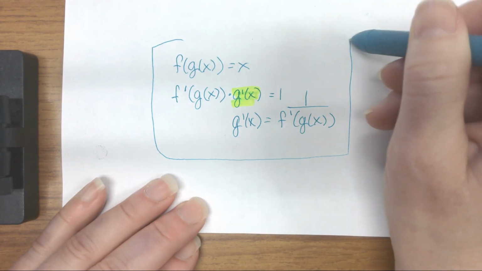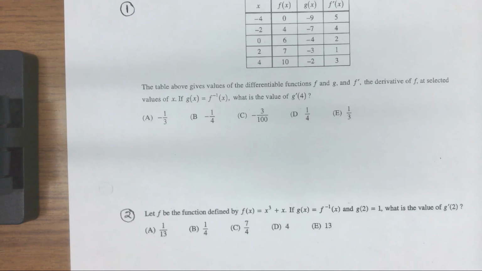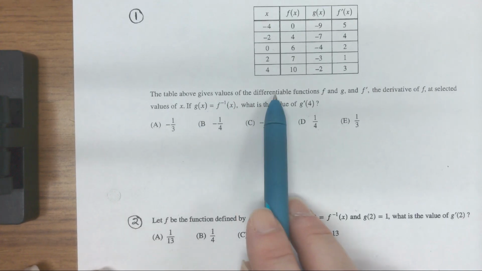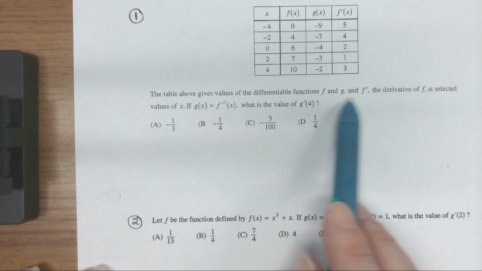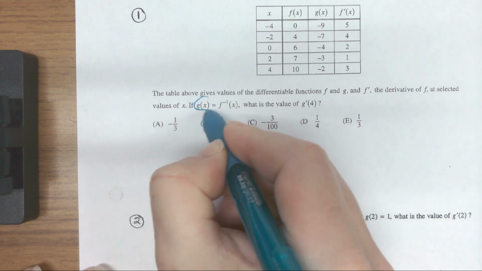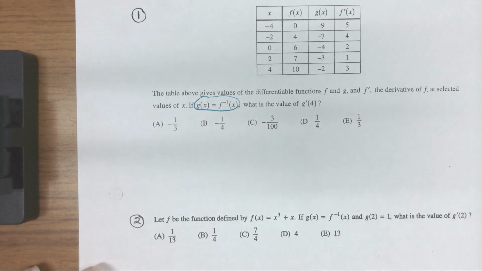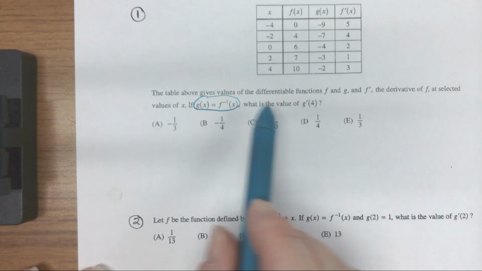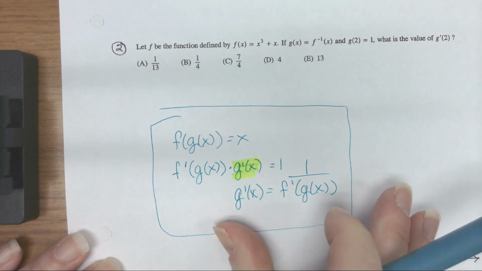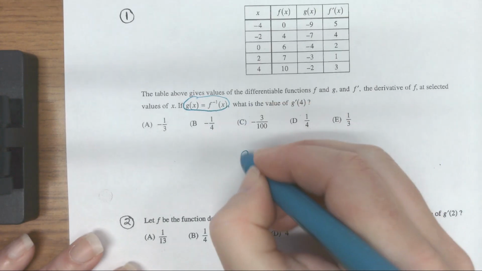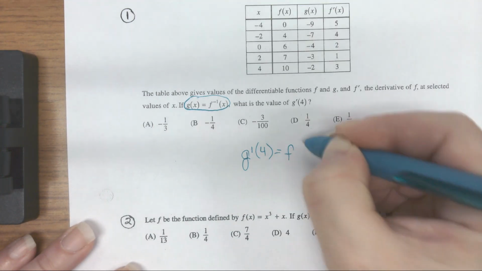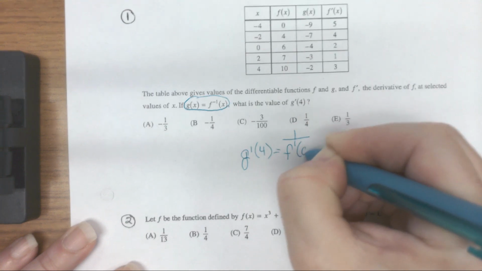I'm going to keep that handy, and I'm going to look at the question. Let's work through some of these. In the table above, it gives values of a differentiable function f and g and f prime, the derivative of f. Oh, these are inverses, yes? Because it stated that. What is the value of g prime of 4? Well, let's use our little equation here. G prime of 4 is going to be 1 over f prime of g of 4.